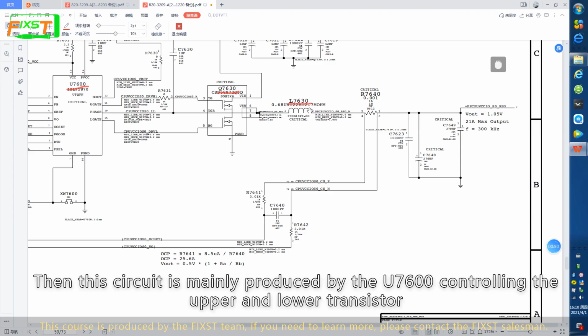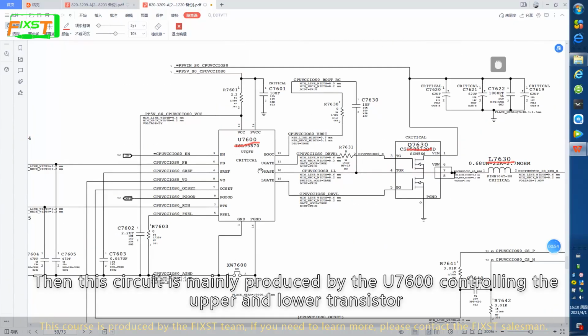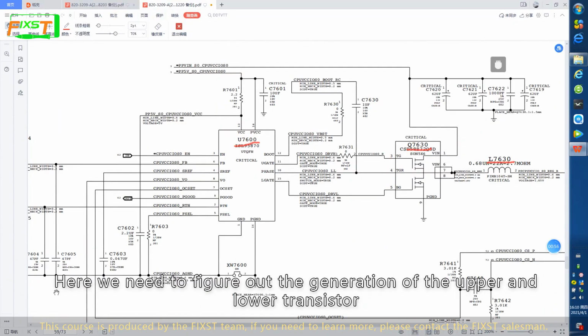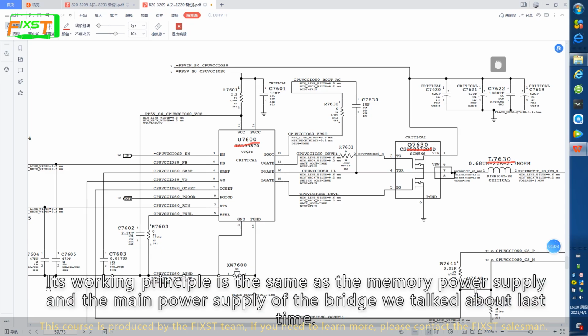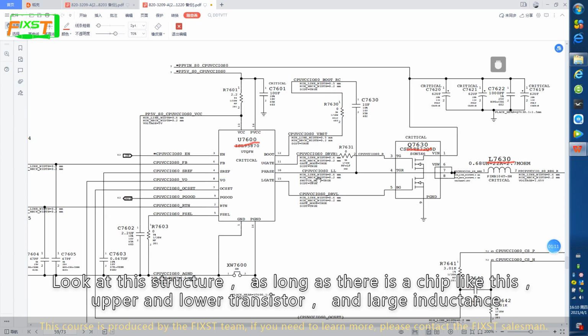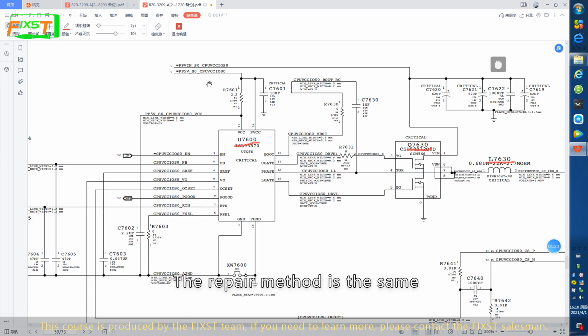Then this circuit is mainly produced by the U7600 controlling the upper and lower transistor. Here we need to figure out the generation of the upper and lower transistor. So let's see how the U7600 works. Its working principle is the same as the memory power supply and the main power supply of the bridge we talked about last time. Look at this structure. As long as there is a chip like this, upper and lower transistor and large inductors, their working modes are the same, but the working voltage is different. The repair method is the same.